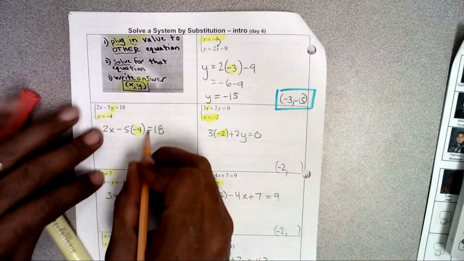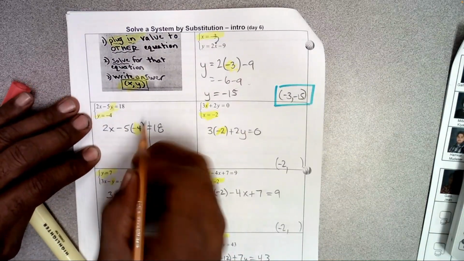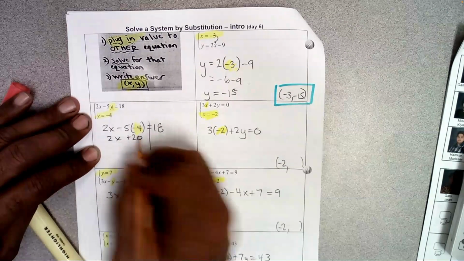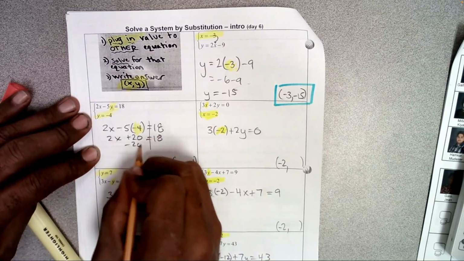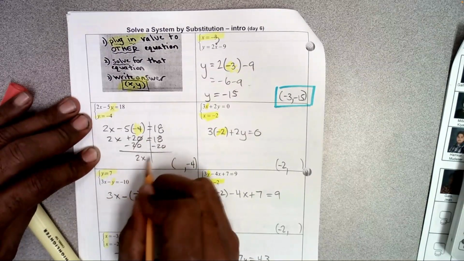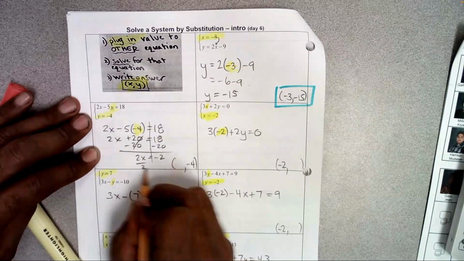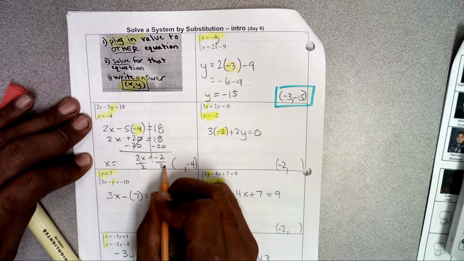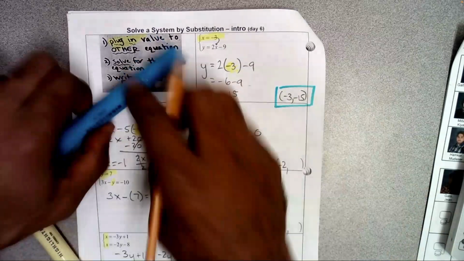This one, almost treat it like an equation here. I got -5 times -4. That's what I'm going to do first. So negative 5 times negative 4, that's positive 20. And now we're going to solve this like an equation. So I'm going to take 20 from both sides. That goes away. I have 2x equals minus 2, 18 minus 20. And then we divide both sides by 2. Negative 2 divided by 2 is negative 1. So x equals negative 1. There's my solution for that one.